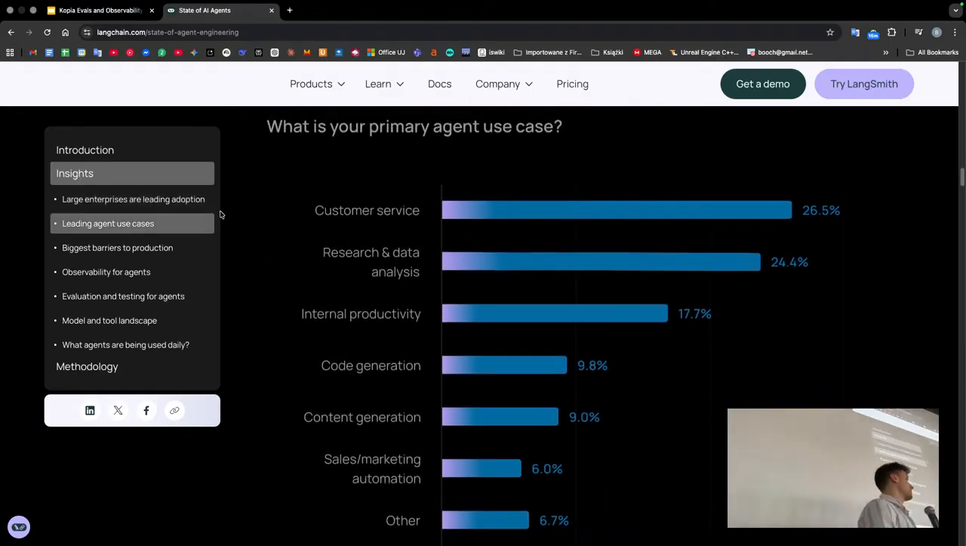Let's come to the use cases. The top use case right now is customer service. It also gives us the insight that agents are not only used in-house by the company's specialists, but also by the clients. We see some change here, because in the previous report a lot of things were only in-house. It's also used for research data, internal productivity, and code generation. I think that's not unusual, because Codex and Claude Code are changing a lot in software development.